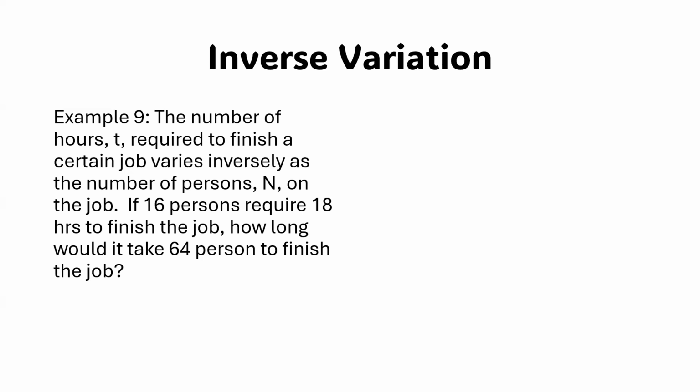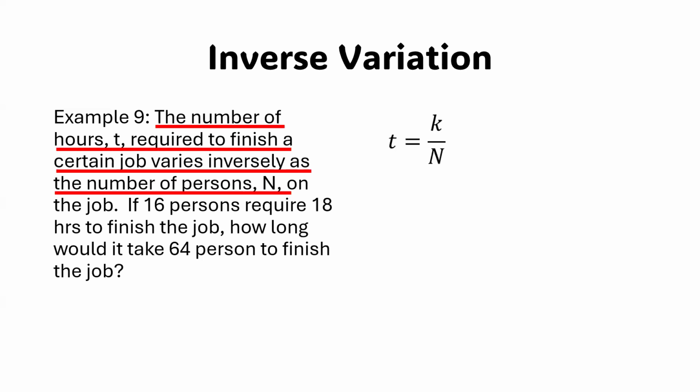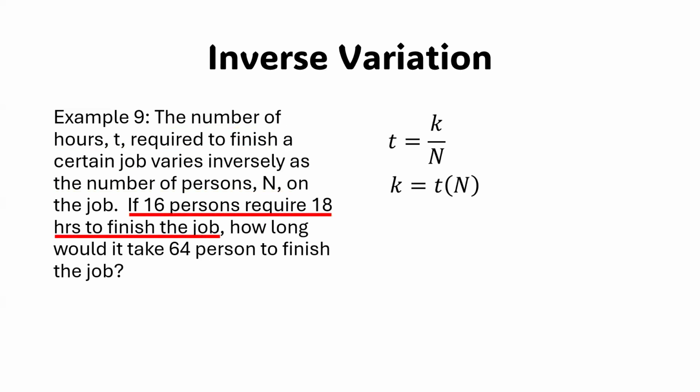Okay? Yung ating T. So meaning ating general equation, ito na mismo yung pagkukuha na natin. The number of hours, so T na yun, required to finish a certain job varies inversely as the number of person, which is N. So therefore, this is now T is equal to K over N. Then after that, we have to find the constant variation. So that is now equal to K is equal to T multiplied by N or time multiplied by the number of person. Now, since ating 16 person required 18 hours to finish the job, this is our clue already in order to find the constant variation.